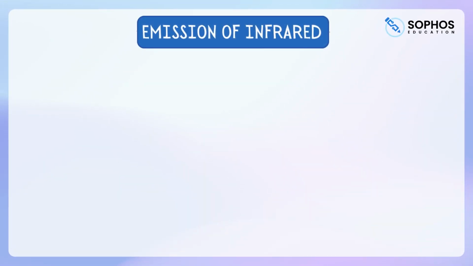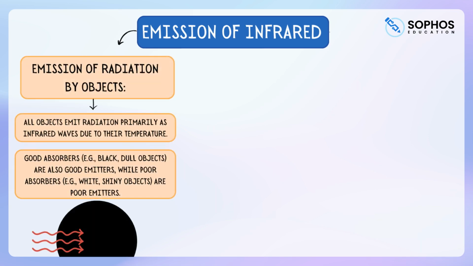In today's lesson, we delved into the emission of infrared radiation by objects and how it varies with temperature. We discovered that all objects emit radiation primarily in the form of infrared radiation due to their temperature. We noted that good absorbers are also good emitters. Black, dull objects absorb and emit radiation well, while white or shiny objects do not.